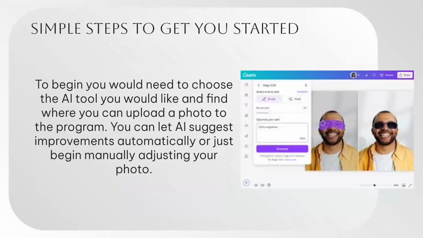And then you can either use an AI tool that will automatically suggest improvements to the photo, or you can manually begin adjusting your photo. You can see here on the image on the right, it's a little hard to see, but this is the website Canva. Here, this is using an AI image editor to add sunglasses onto the image, just by selecting the tool and typing in a description of the edit that the user wants, and then the system does it for you.